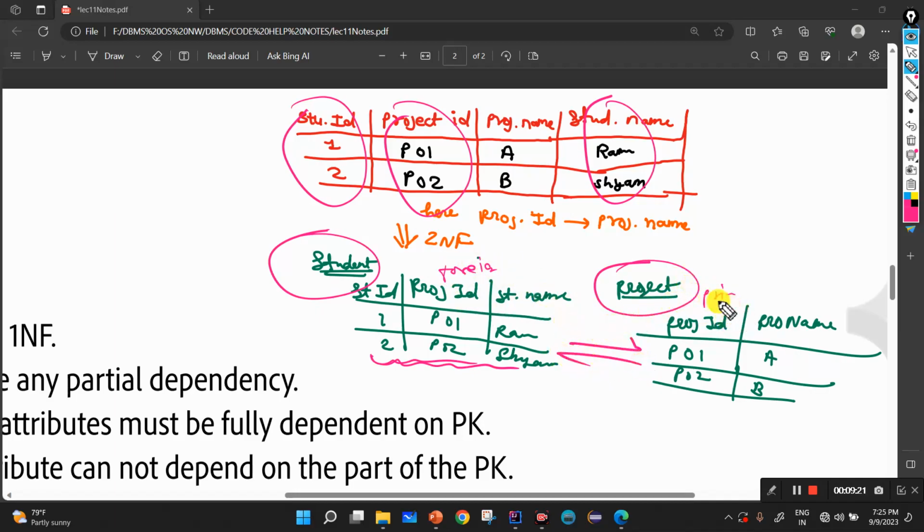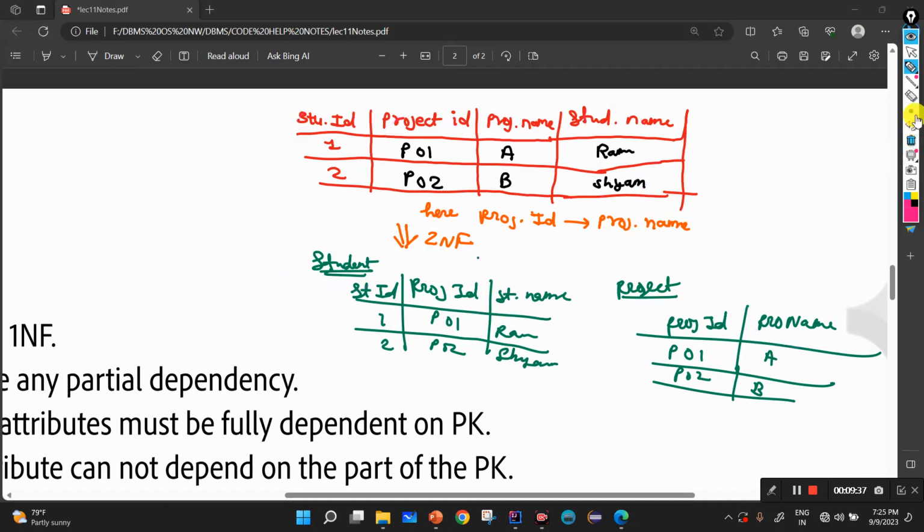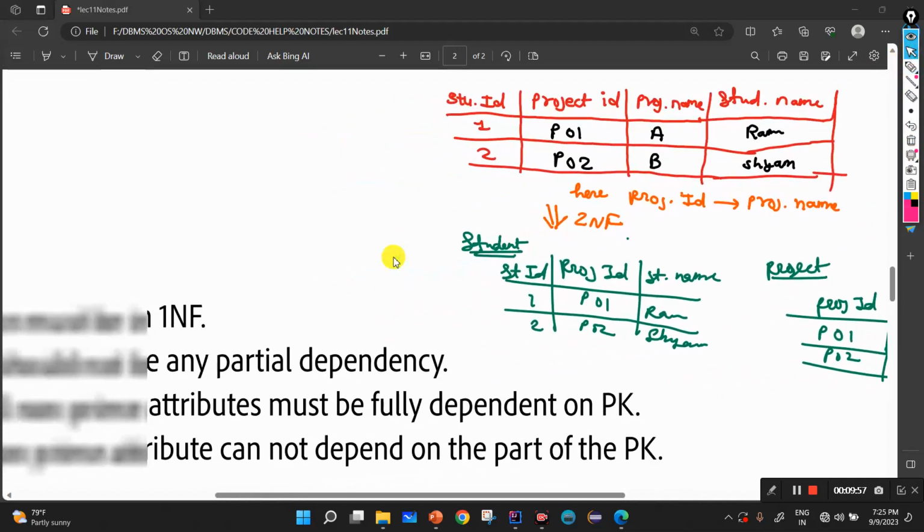So we have made it in such a way that project name is in the project table, and student name is in the student table. So we have reduced the redundancy, or rather, we can say we have reduced the problem of a non-prime attribute depending on another non-prime attribute. You can see there is no dependency on anything else. All are dependent on the primary key. This is also dependent on the primary key. This is also dependent on the primary key. So with the help of this we can easily do this.